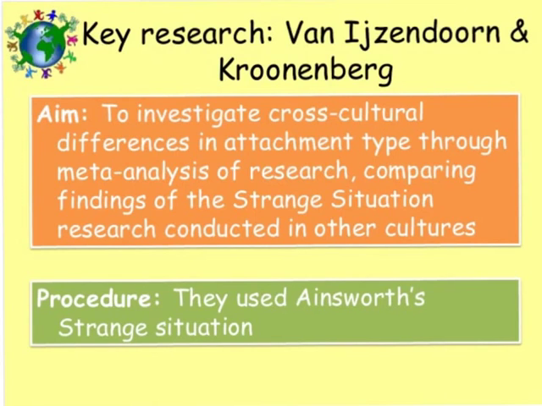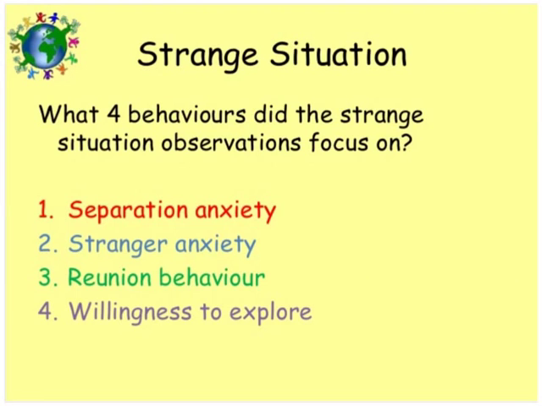Through all of these studies, the Ainsworth strange situation has been the test to test the attachment type. So just a quick reminder of the strange situation. The 4 behaviours that they're looking for are the separation anxiety, the stranger anxiety, and interestingly the reunion behaviour, because that tells us the most, and the willingness to explore.